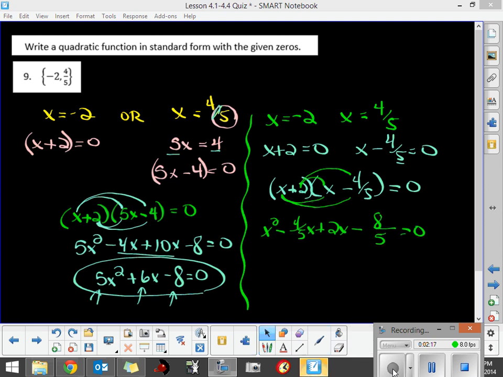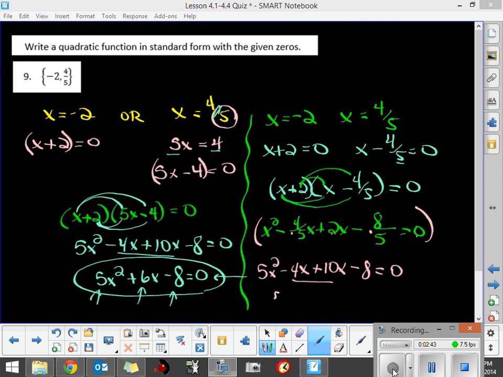Now that's not bad, but when we do these, we want them to be in the standard form that I showed you here. So to get this in standard form, you're going to have to multiply everything times 5. So if I multiply everything times 5 in this entire equation, it's going to be 5x squared. I multiply this times 5, the 5's cancel, and I get minus 4x. Multiply this times 5, it becomes a plus 10x. Multiply that times 5, it's a minus 8. And 0 times 5 is 0. And you can see you can end up at the same location.